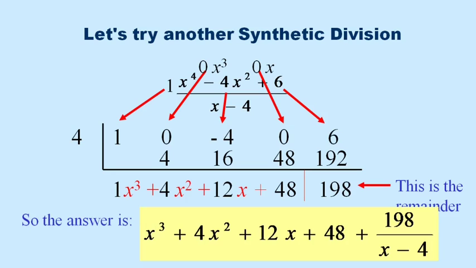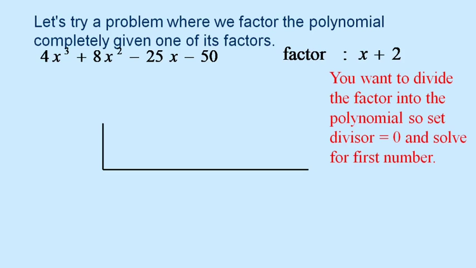Let us try one more example where the divisor is one of the factors of the given polynomial. The polynomial is 4x cubed plus 8x square minus 25x minus 50. This polynomial is the dividend and the divisor is x plus 2. So this is our divisor and it is one of the factors of this polynomial. So let us see how we can divide. Again the same procedure we will follow.